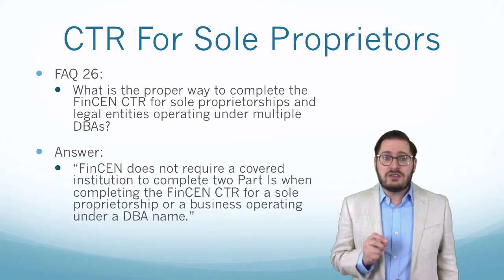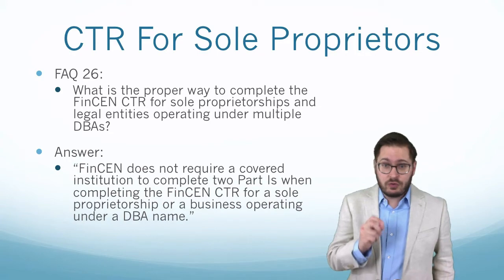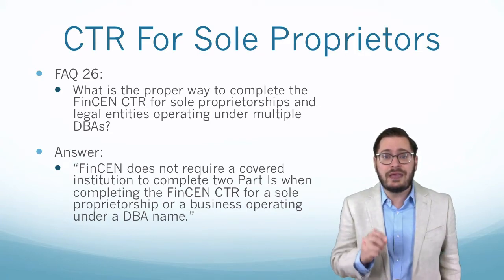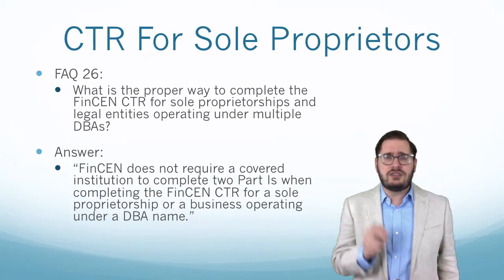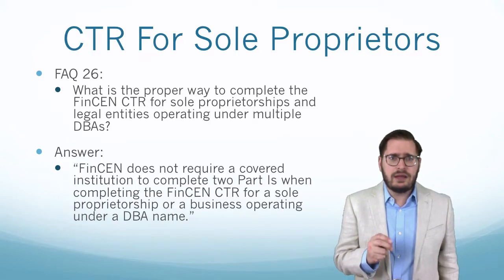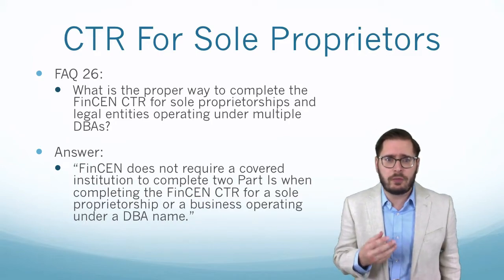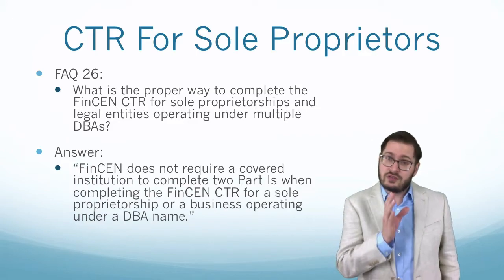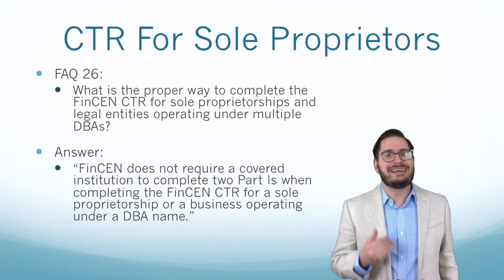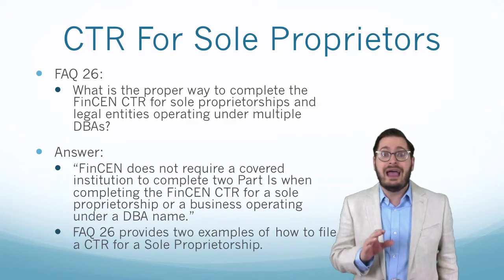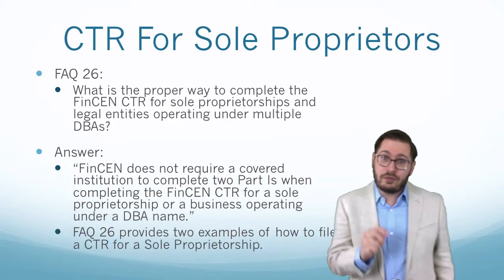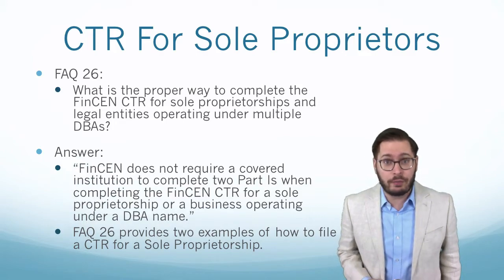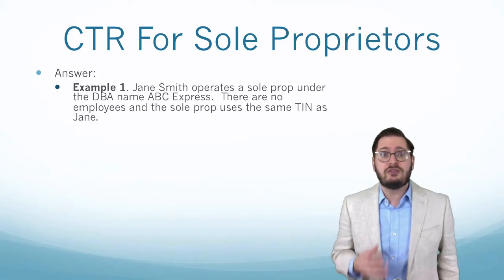The answer under frequently asked question number 26 from FinCEN is that FinCEN does not require a covered institution to complete two Part 1s when completing the FinCEN CTR for a sole proprietorship. Some people have thought, do we complete two Part 1s, one for the sole proprietorship and one for the individual? The answer is no, you'll just complete one. In fact, frequently asked question number 26 gives a couple of examples on how to complete CTRs for sole proprietors. So let's take a look at those.